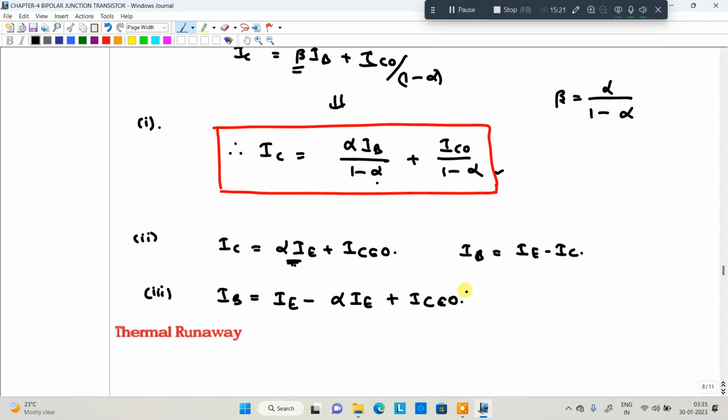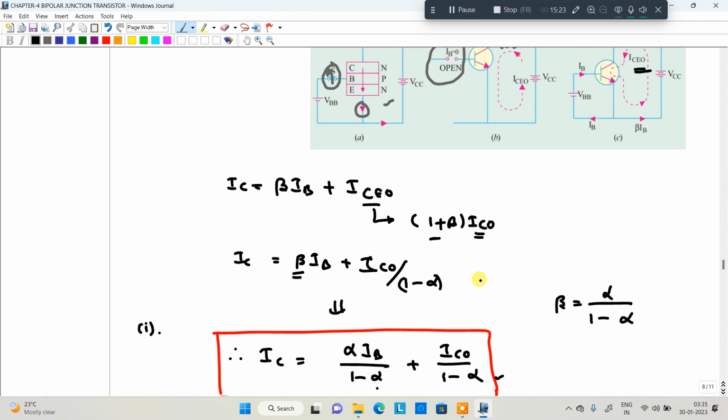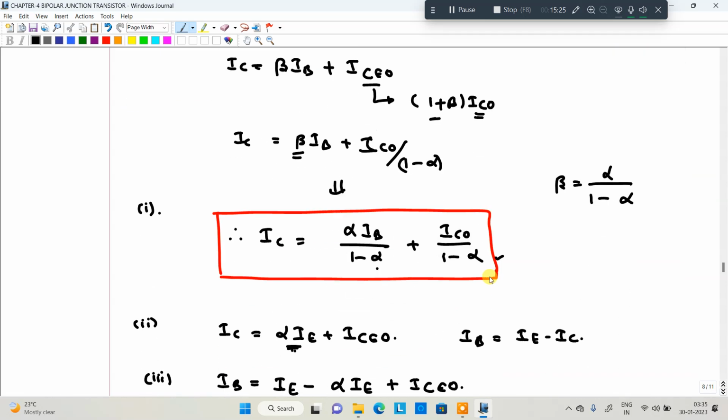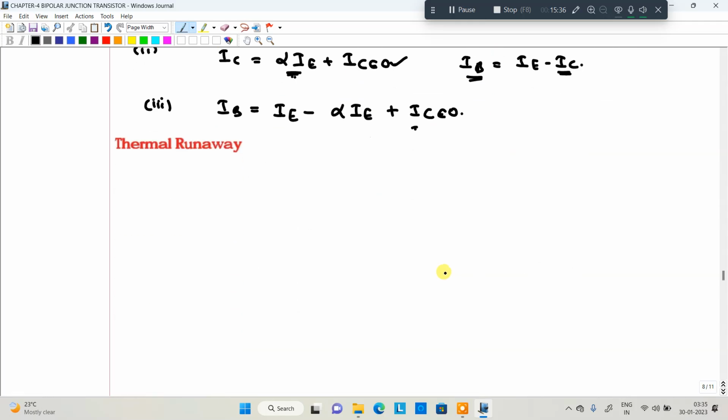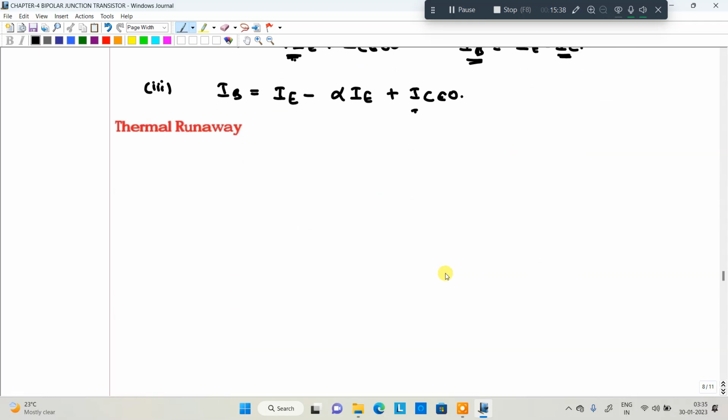So finally you got all the relations related to the common emitter configuration. How do we get this formula? Just simple: IB is equal to IE minus IC, and I can substitute IC here. After that, thermal runaway. This is also an important concept.